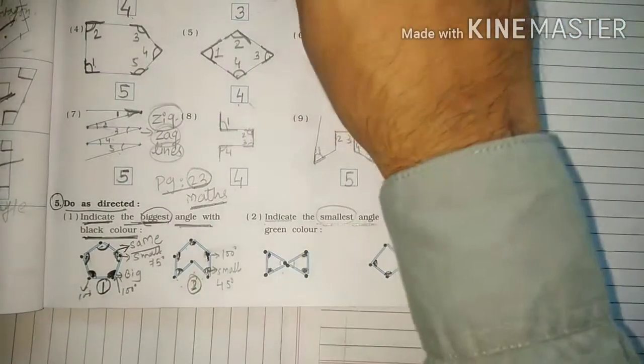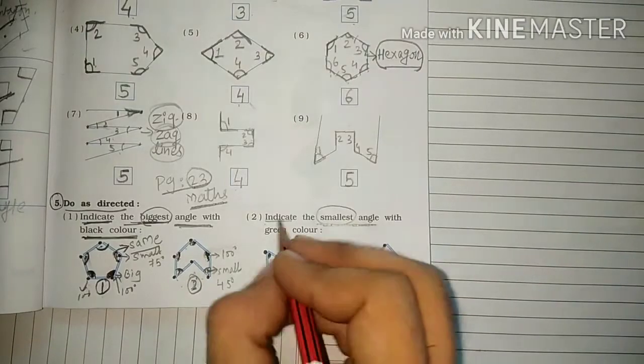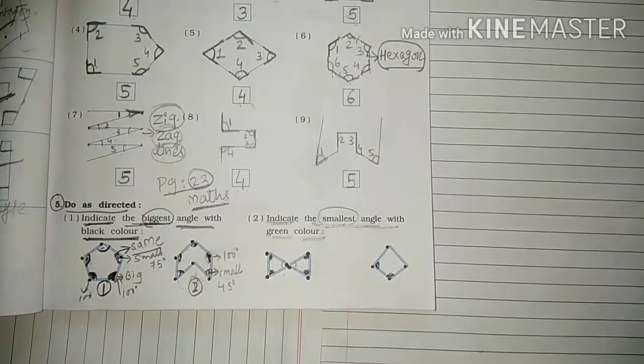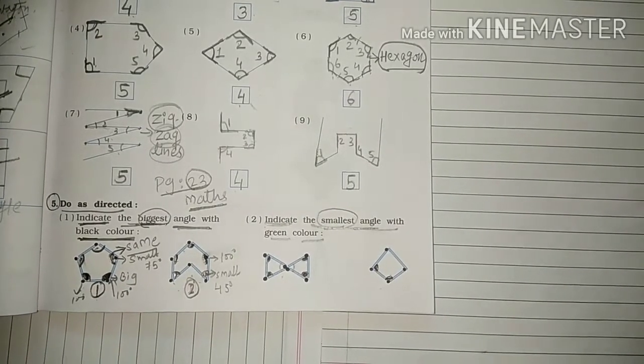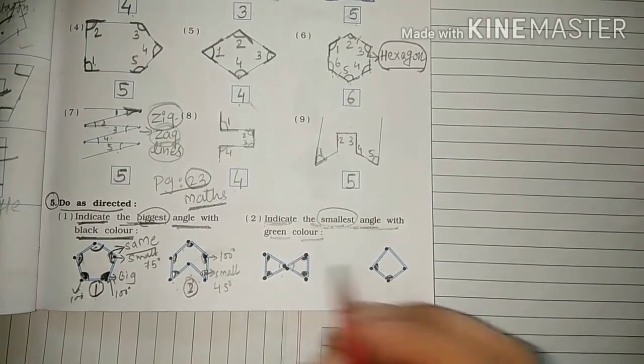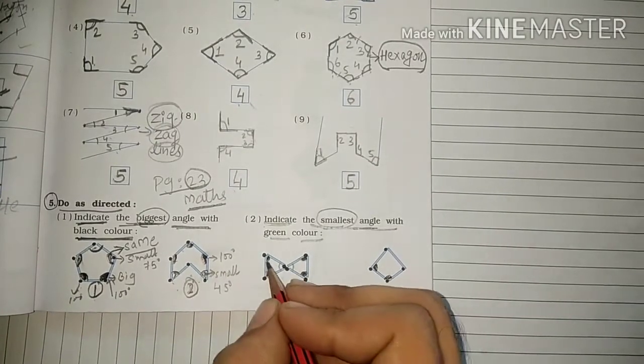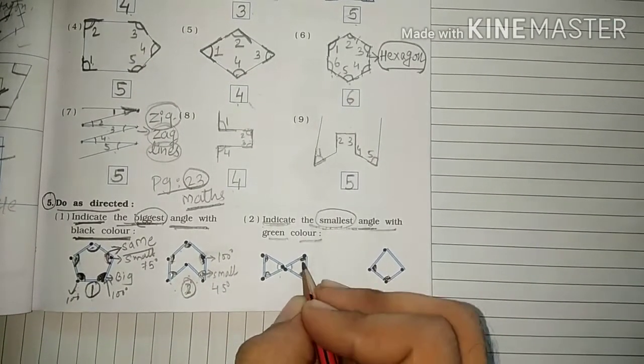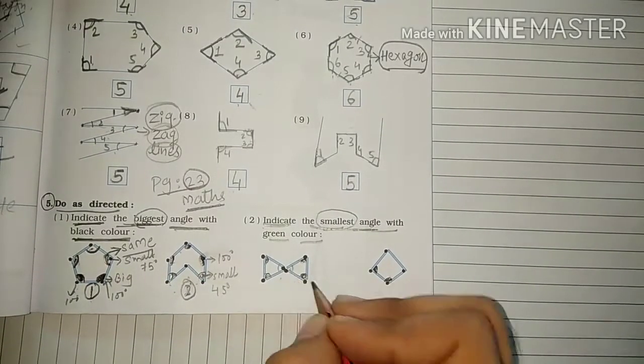Let's do the next sum, which says that students, indicate the smallest angle with green color. Green color, you have to indicate it. You have the sketch pen, you can easily indicate it out. So let's see in this figure, what does it say? There are total 6 angles: first, second, third, fourth, fifth and sixth.